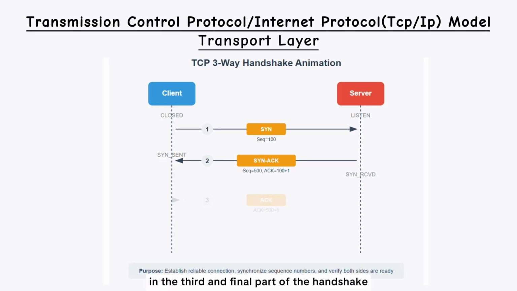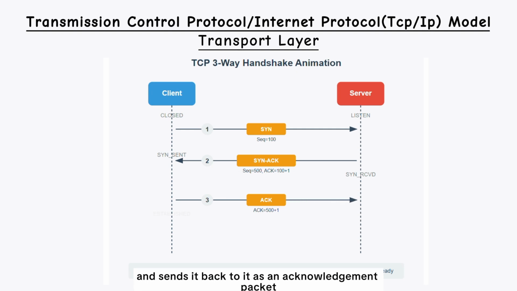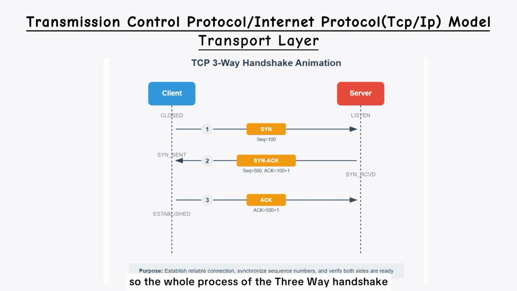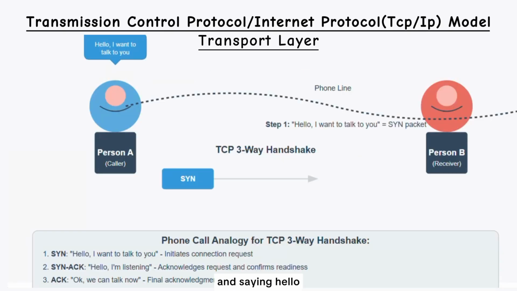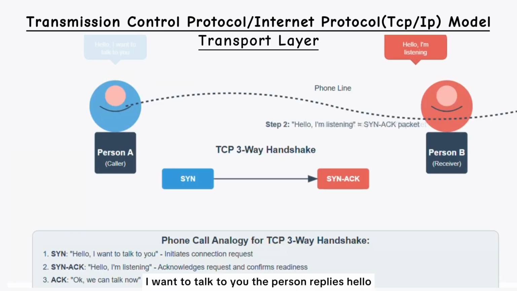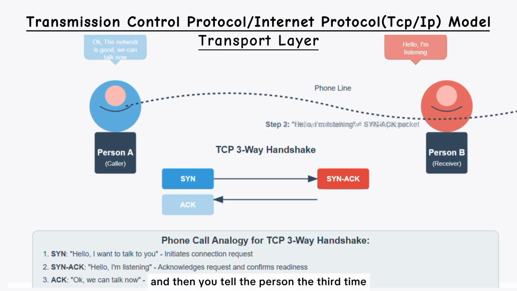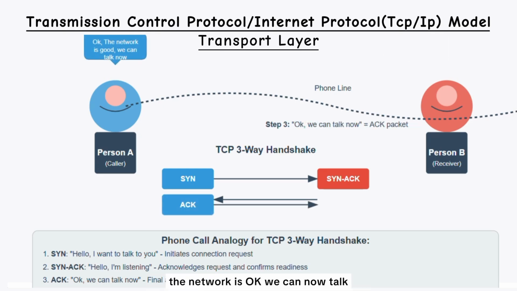In the third and final part of the handshake, the client adds 1 to the sequence number of the server and sends it back to it as an acknowledgement packet. So the whole process of the three-way handshake is more like calling someone on a mobile phone and saying, "Hello, I want to talk to you." The person replies, "Hello, I'm also listening." And then you tell the person the third time, "The network is okay, we can now talk."